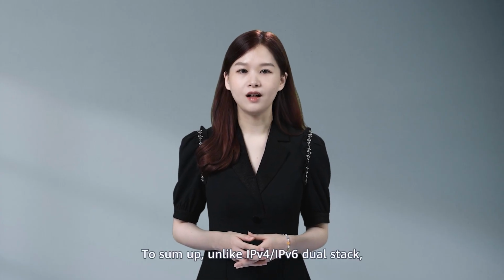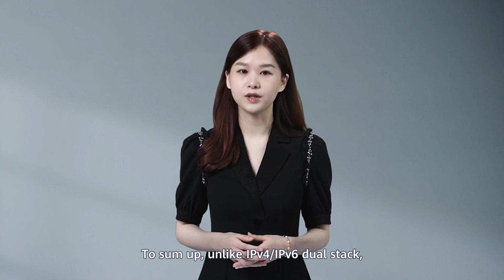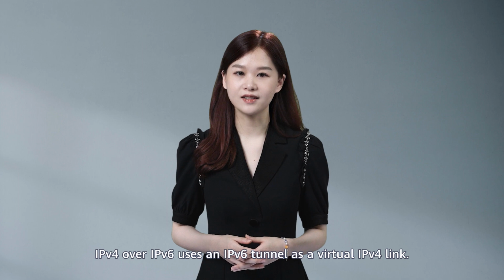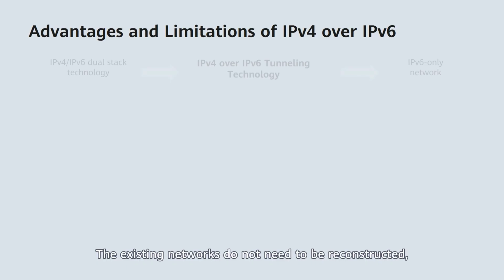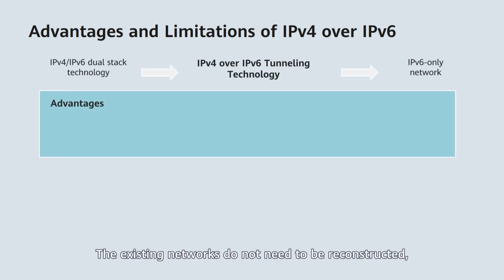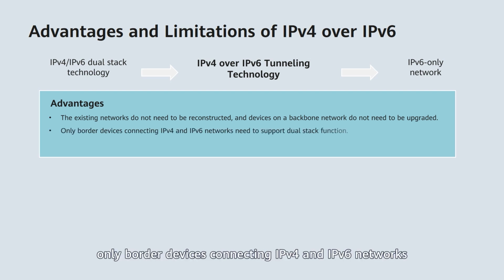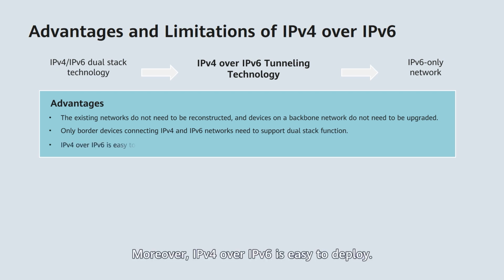To sum up, unlike IPv4 and IPv6 dual stack, IPv4 over IPv6 uses an IPv6 tunnel as a virtual IPv4 link. The existing networks do not need to be reconstructed, and devices on a backbone network do not need to be upgraded. In addition, only border devices connecting IPv4 and IPv6 networks need to support dual stack and the tunneling functions because other devices are unaware of the tunnel. Moreover, IPv4 over IPv6 is easy to deploy.